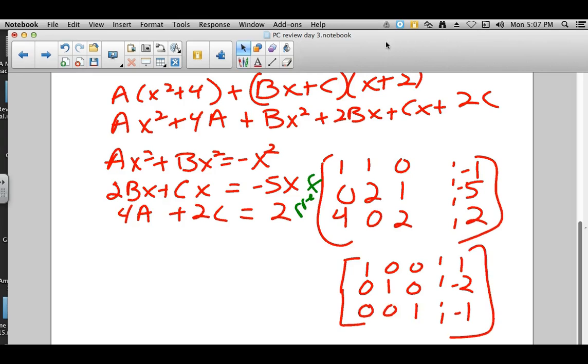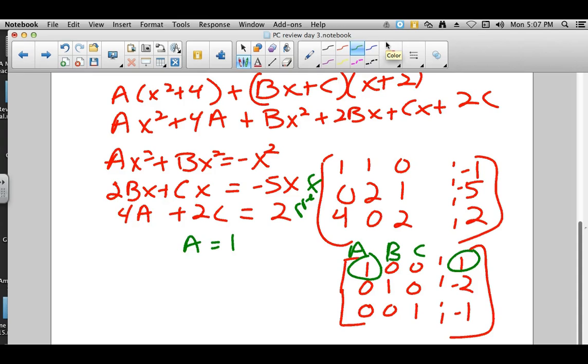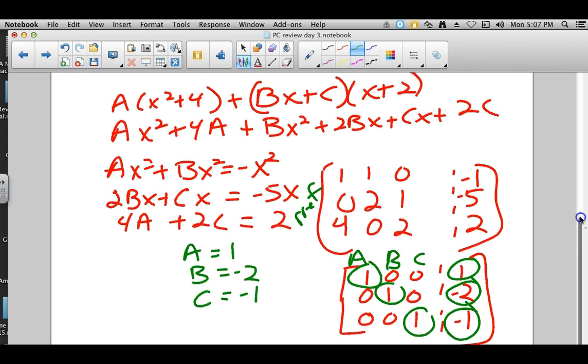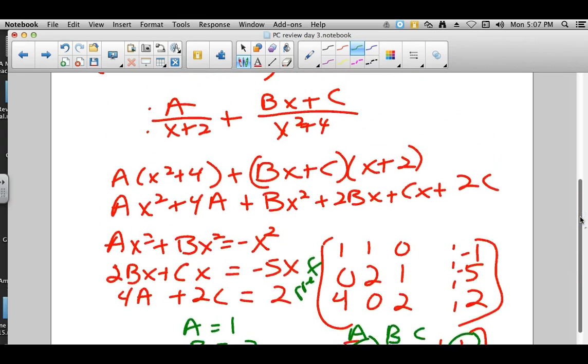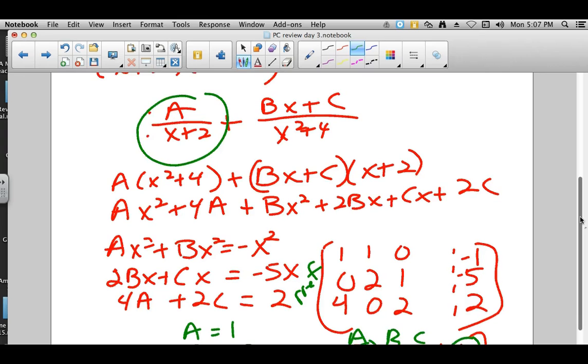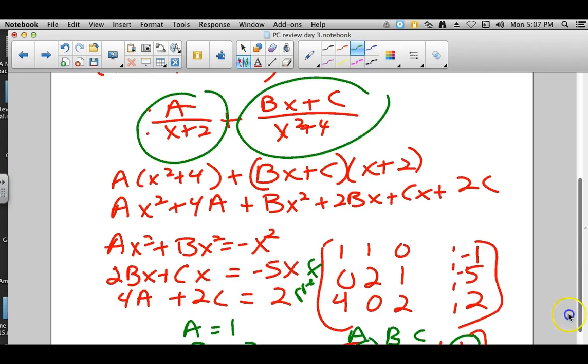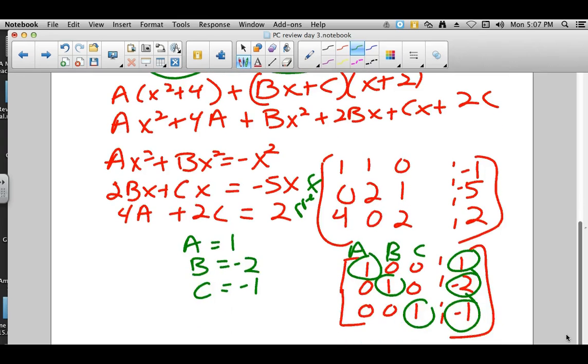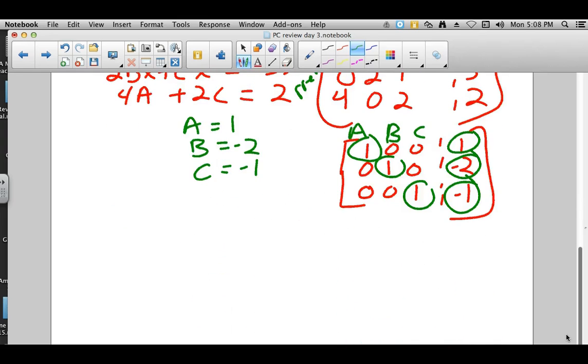So what this is telling us is A, B, and C, and the values we should use for them. So A is supposed to be a 1. B is supposed to be a negative 2. And C is supposed to be a negative 1. So we go back to figure out, okay, which one of these did we have over what? And A needed to be over the x plus 2 term, Bx and C over the x squared plus 4 term. Let's go put them where they're supposed to go.